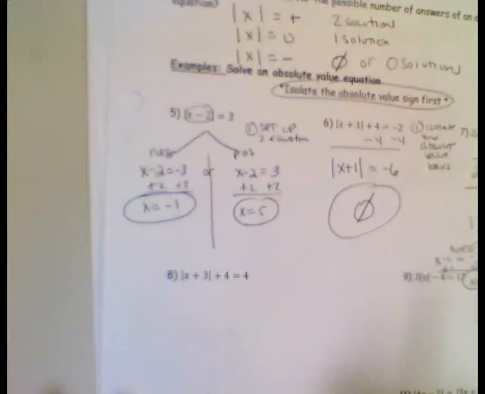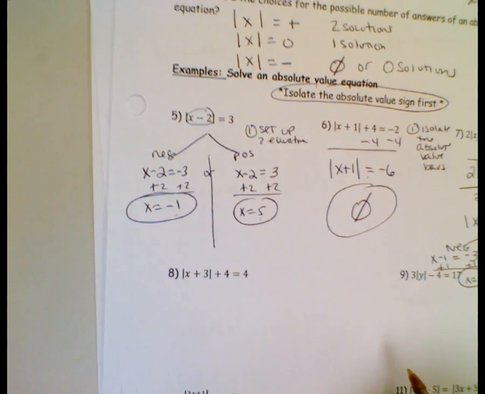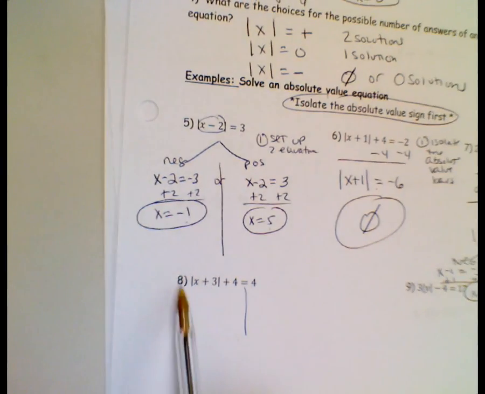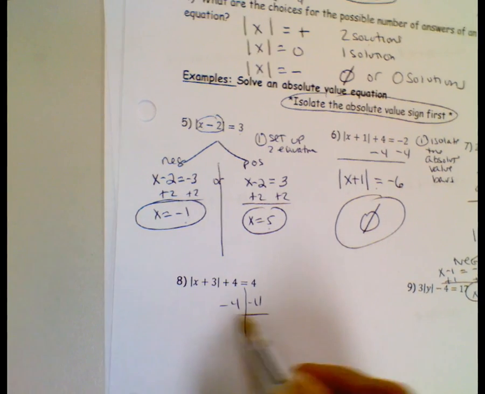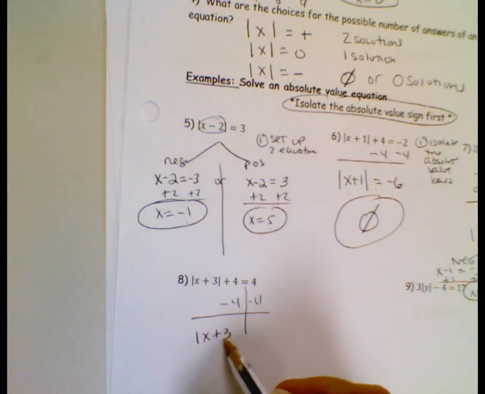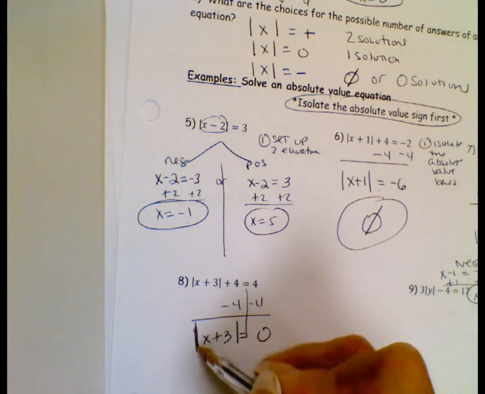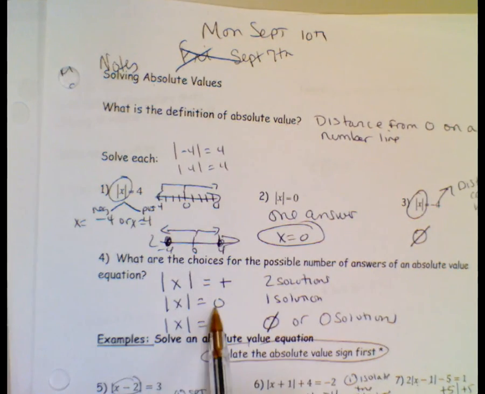And the next one. Are the bars isolated? The answer to that is no. Okay, when I say isolated, are the bars by themselves? No, they have this plus 4 here. So the first thing you have to do is subtract 4. It's equal to 0. So you have absolute value bars equal to 0. Let's go up here. What happens if your absolute value bars are equal to 0?